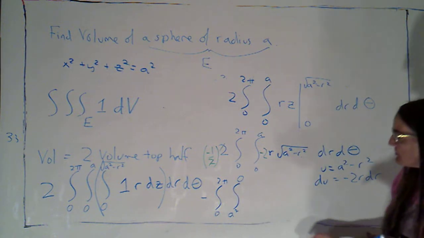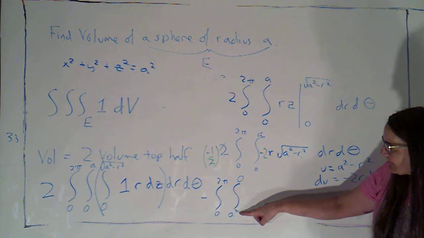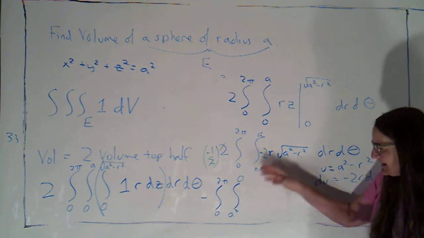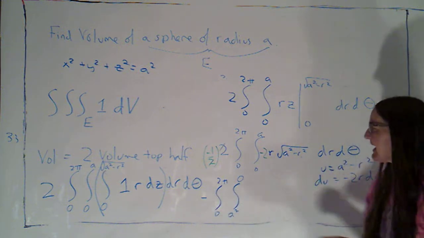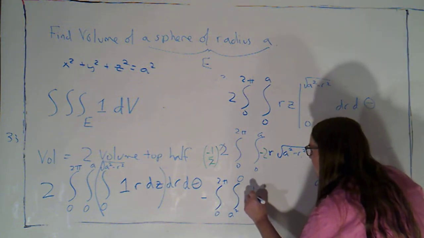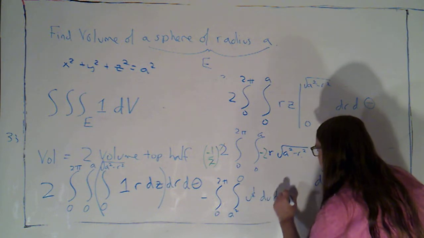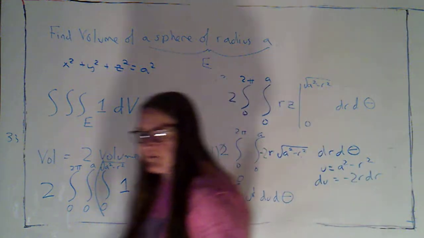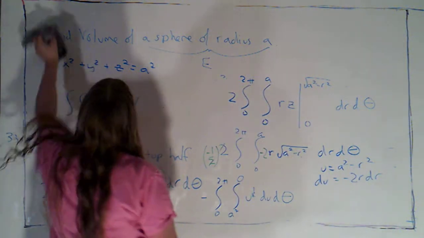Okay. So notice we're now integrating from a bigger value to a smaller value. That's going to give us something negative, which is going to cancel with that negative. Okay. And then this just becomes u to the 1/2 du d theta. Let me erase the board and give myself a little bit more space to finish this one up.